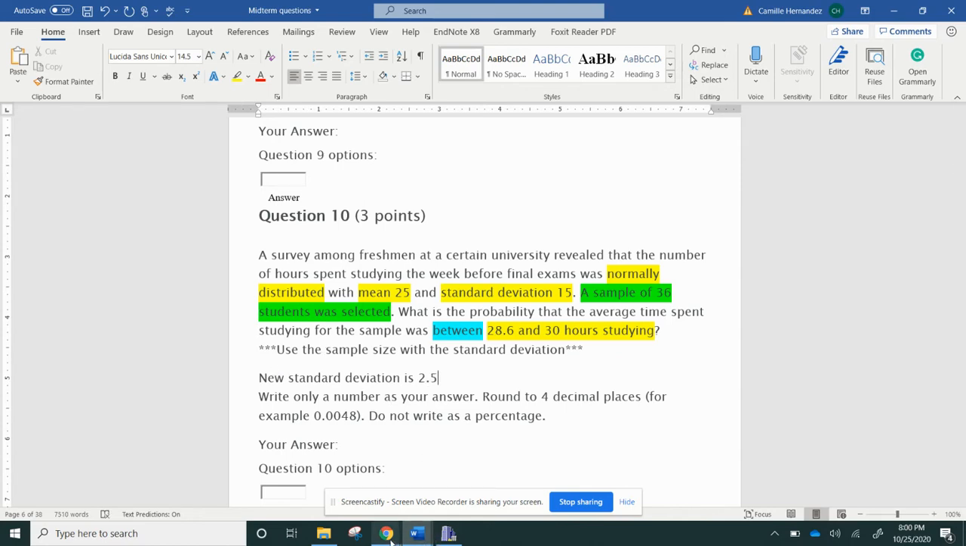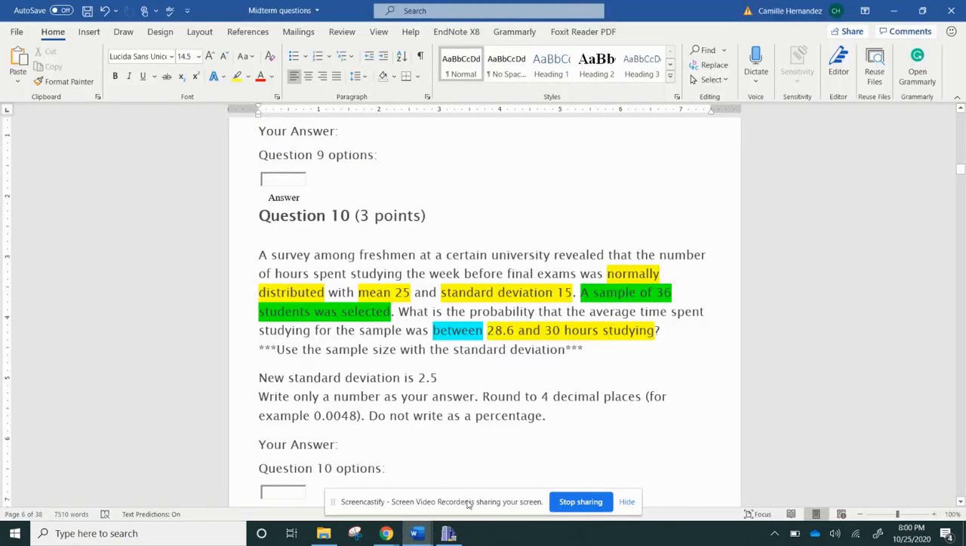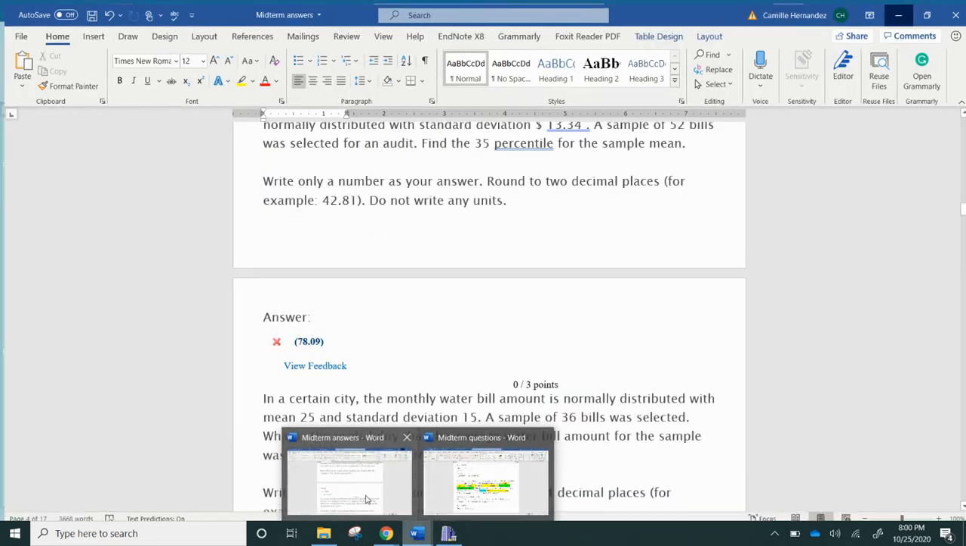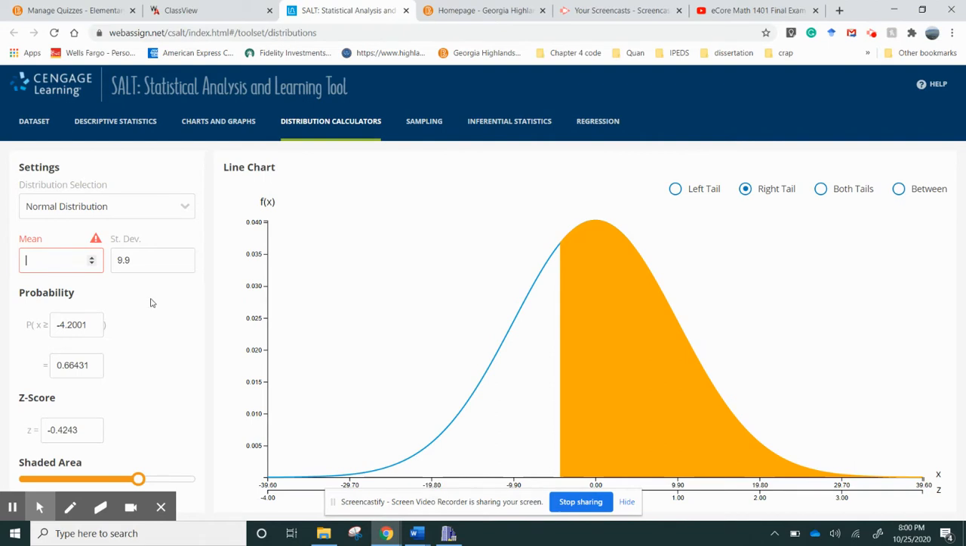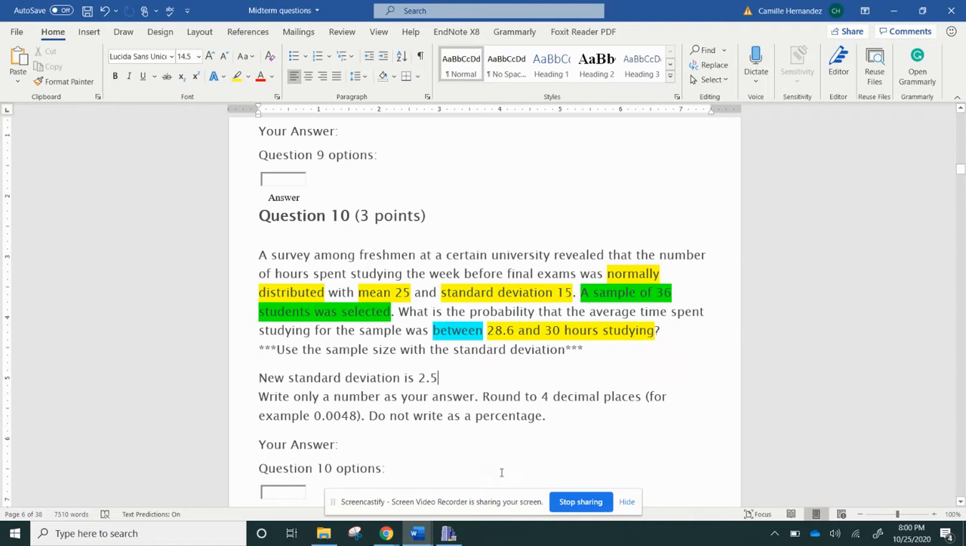All right, so let's go ahead and do this. I've got my mean. All right, so still doing normal distribution here. Mean, what did I say that was? It was 25. New standard deviation is 2.5. I'm going to do a between because remember it told me to do a between, and I want to look at it between 28.6 and 30.